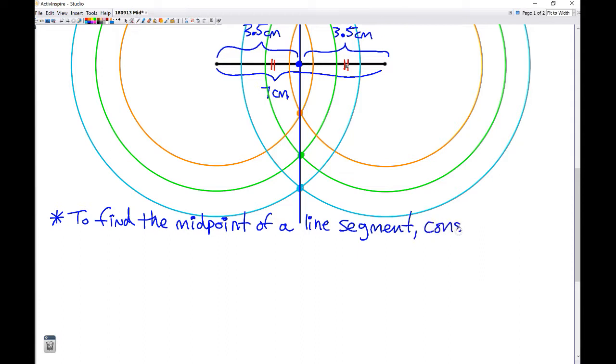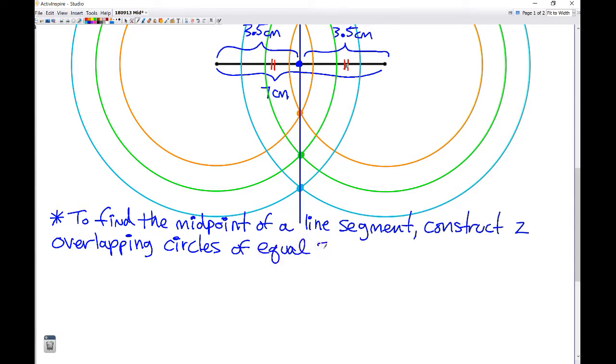we are going to construct 2 overlapping circles of equal size. We want them to overlap. That means they have to have the same radius. Centered, so the centers of the circles are centered at each end of the segment.